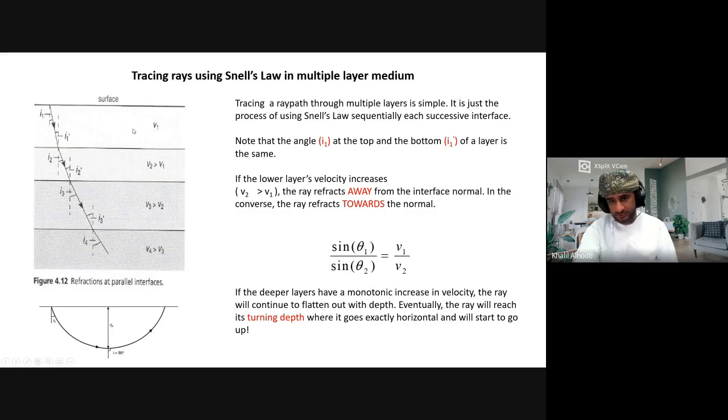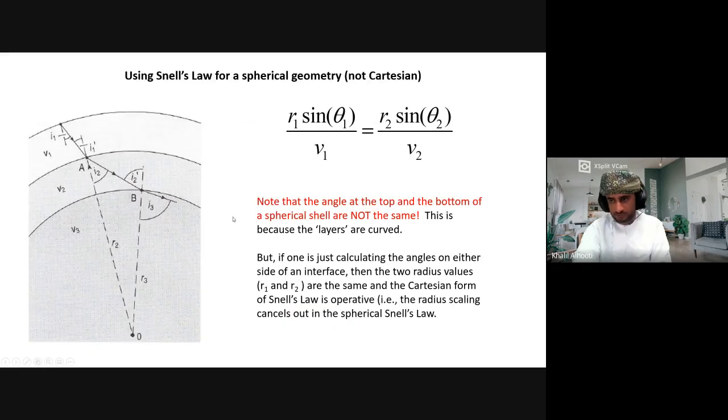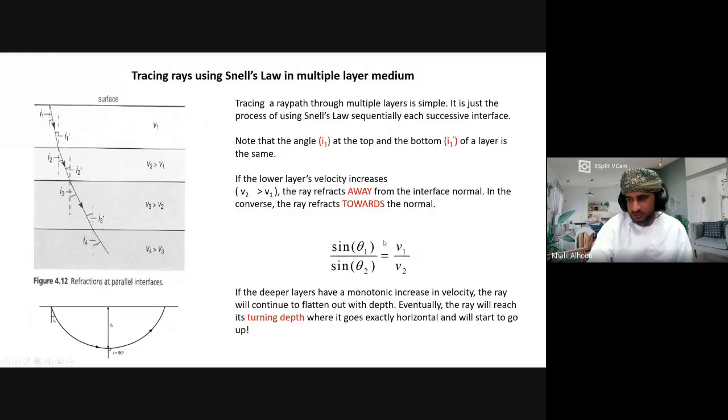And if the velocity is increasing with depth, the ray reaches a point where it returns, goes back to the surface, and that point we call the turning point. Since the Earth, if I do tracing at the whole scale of the Earth, is not flat but is a sphere shape, in this case this angle is no longer equal to this angle. Snell's law is not going to be applicable for ray tracing.